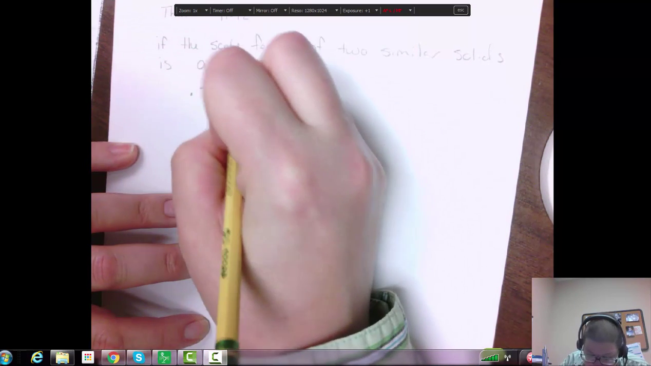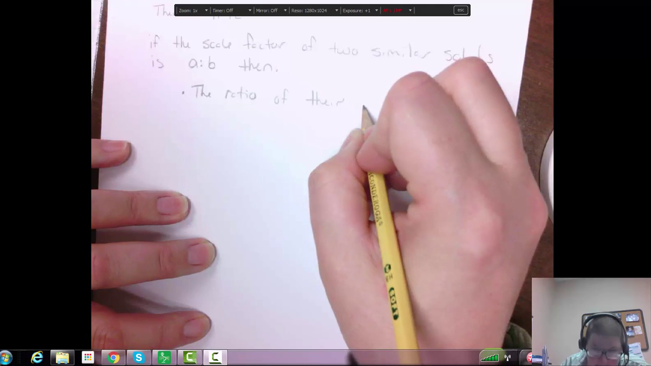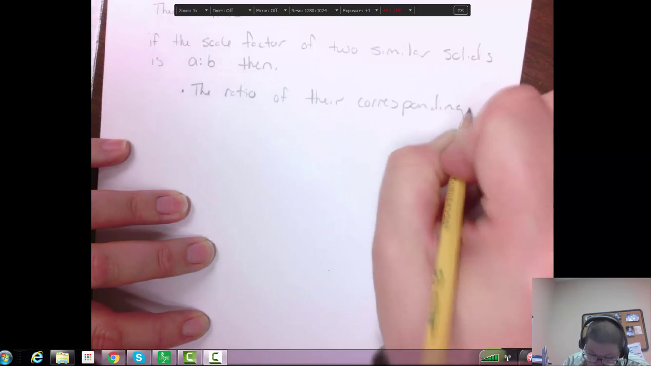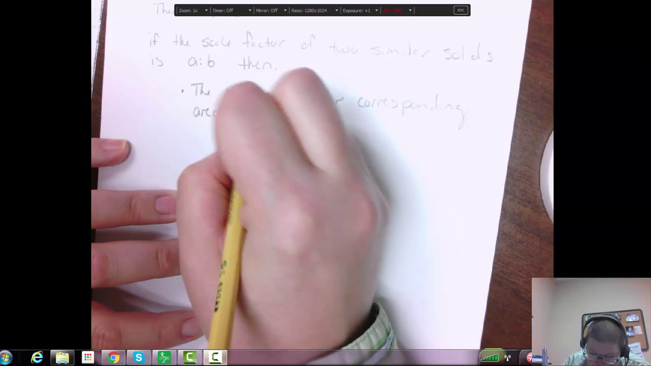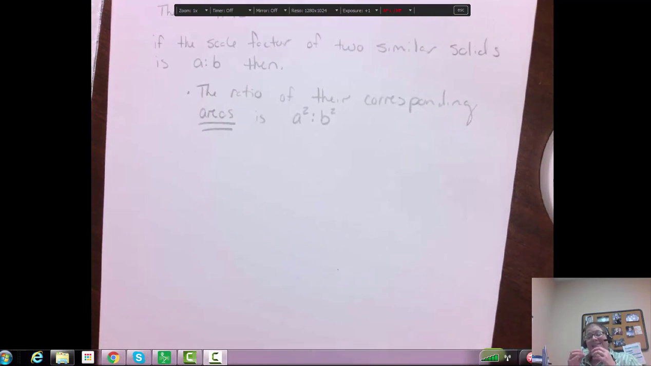The ratio of their corresponding areas is A squared to B squared. So anything with area, that scale factor is squared bigger, because areas are square areas. They're like how many square pieces of whatever shape. If we had an inch by an inch, right, squares, maybe we would say there's 52 square inches in this shape. So area is all squares. So the scales are also squared bigger than each other.